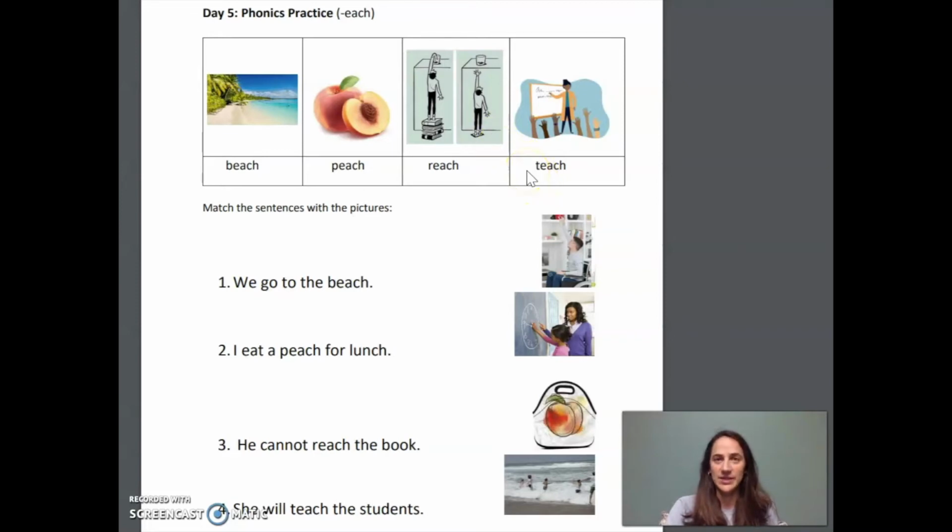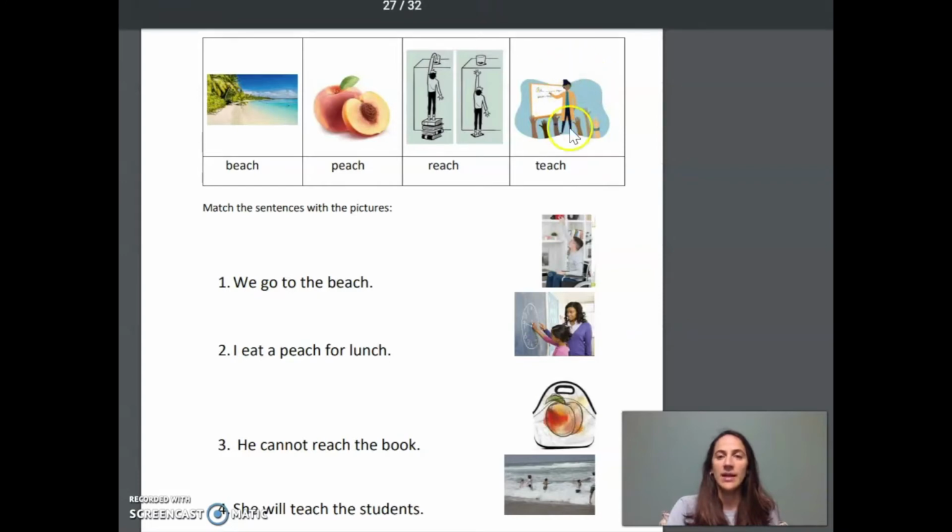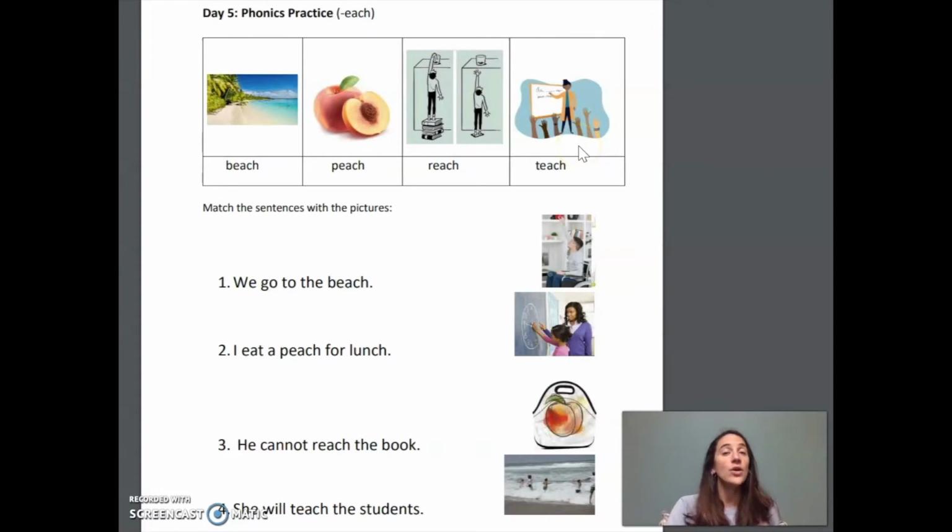Our last word for today has the letter T with the T sound. And here is each. Put it together. T, each, teach. Like the teacher will teach the class. Or at home, you can teach your family some of these English words when you practice. Now let's say all of these each words together. Beach, peach, reach, teach. Excellent.